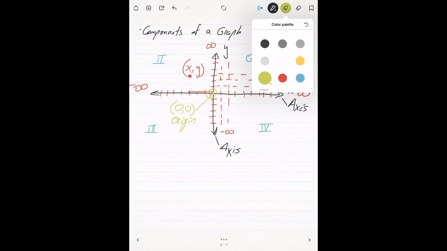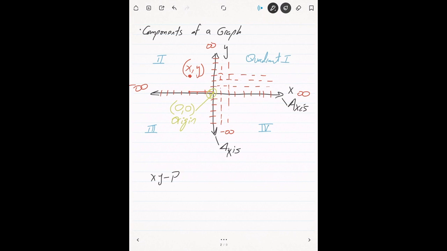I want to point out that this graph has a number of names. We can call it the XY plane. We call it a plane, not like an airplane, but like a plane of space, right? It's where you're going to do your graphing. So it's called the XY plane. It's also called the rectangular coordinate system.